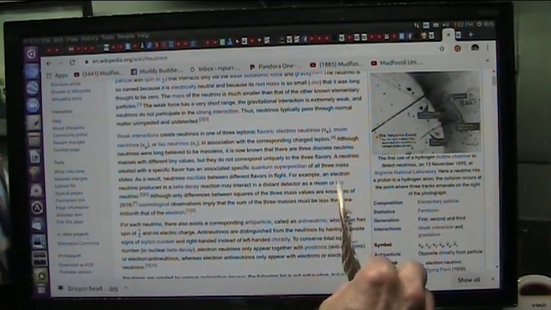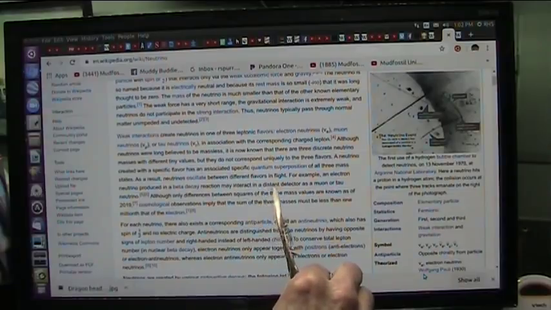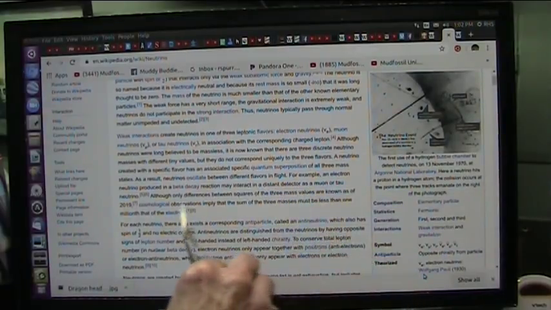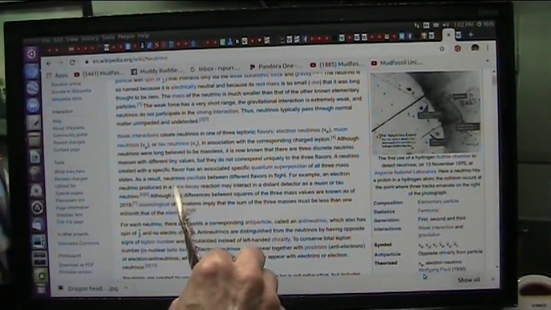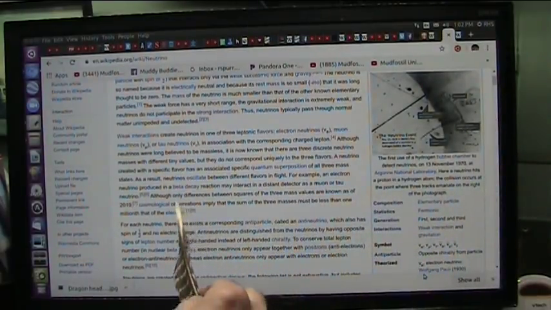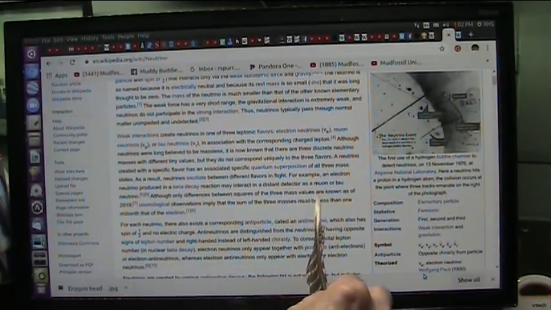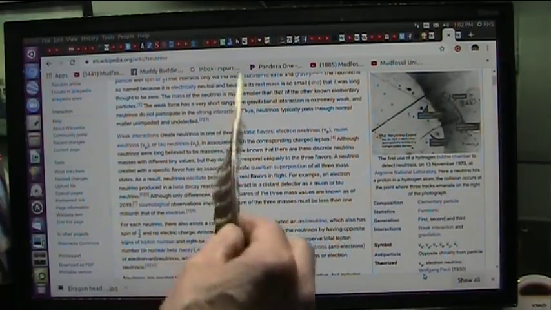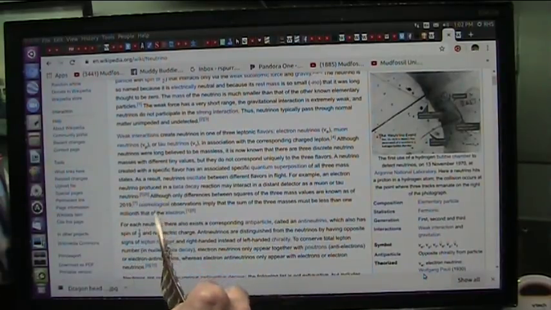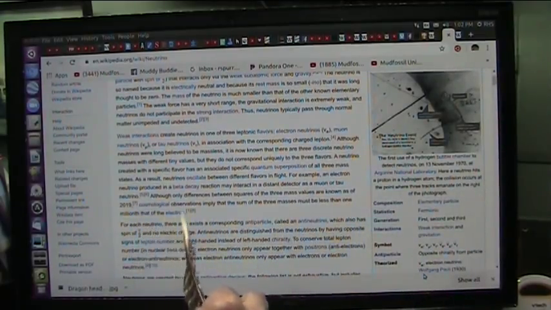Now, for example, an electron neutrino produced in a beta decay reaction may interact in a distant detector as a muon or a tau neutrino. Well, in a distant reactor, yeah, because maybe it's slowing down. Although only differences between squares of the three mass values are known as of 2019. Well, this is 2020. Cosmological observations imply that the sum of the three masses must be less than 1/millionth that of the electron.